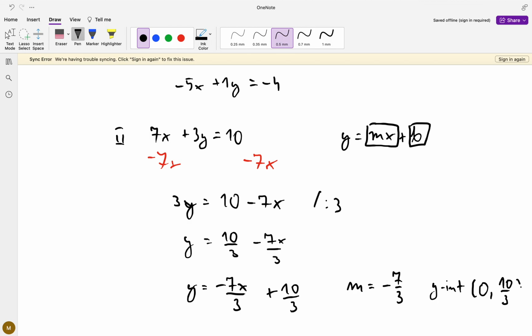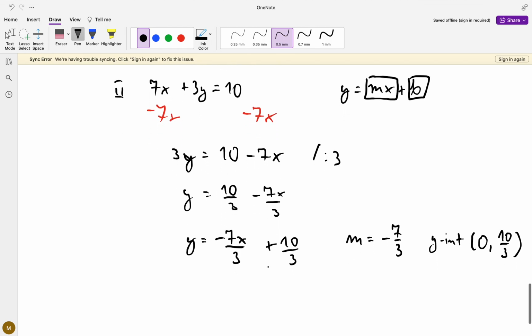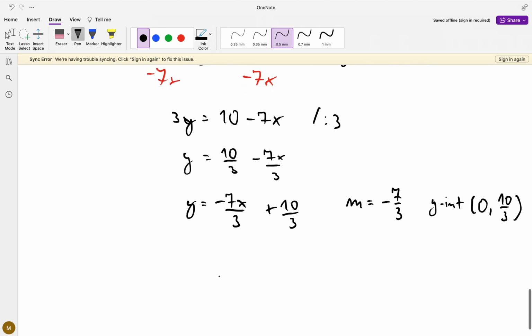Now, if we wanted to transition the slope-intercept formula into the point-slope formula, then we can use the information we have right here. And we can write it out as following. Y minus y1, which is 10 over 3, is equal to our slope m, negative 7 over 3, times x minus 0. And that's basically all you can expect to do when it comes to jumping from one formula to another.